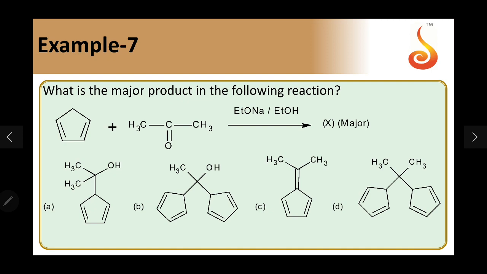Example 7. What is the product in the final reaction? X, the major compound, we have to find out. So we are given cyclopenta-1,3-diene with acetone. The medium is sodium ethoxide and ethanol. We'll see the solution.